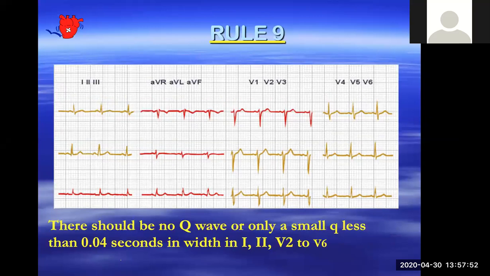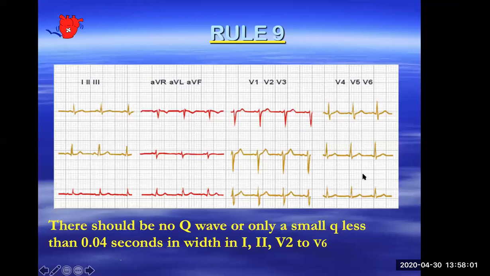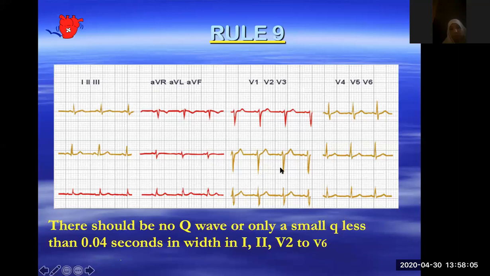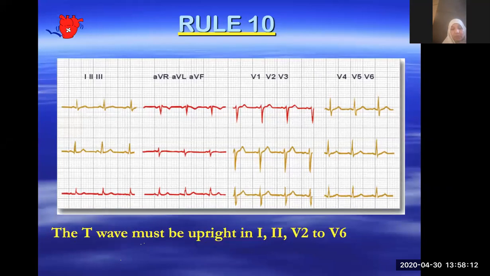Rule nine, there should be no Q waves, there are only small Q waves in lead one, lead two, and the anterior leads. So the presence of Q waves, which as we said before, deeper than two small squares or wider than one small square or more than a quarter of the size of the R wave, is pathological. Rule 10, the T wave must be upright like the R wave in lead two and the anterior leads. An inverted T wave could indicate ischemia.